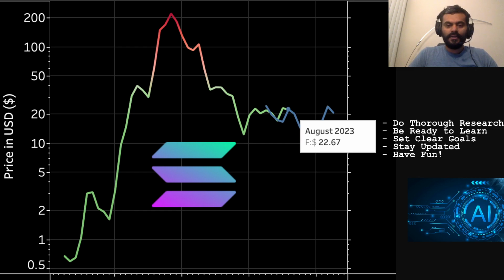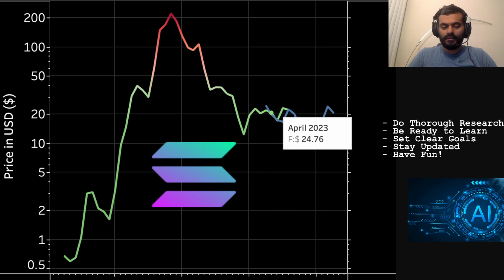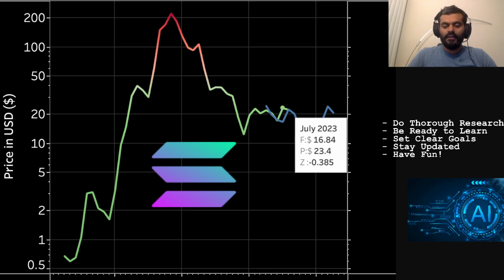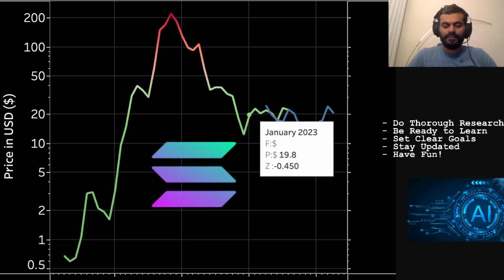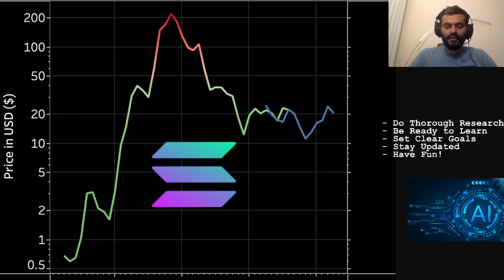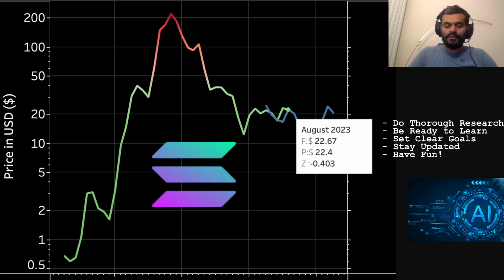So with all of that in mind, let's discuss the base case for SOL. And as you can see, the colors are in light green to dark green territory, with the price of around 20 to 25 dollars ever since the FTX news came, and the price kind of rebalanced in January 2023. So right now we are in September, and the price for the last month of August was $22. We are in late stages of September.